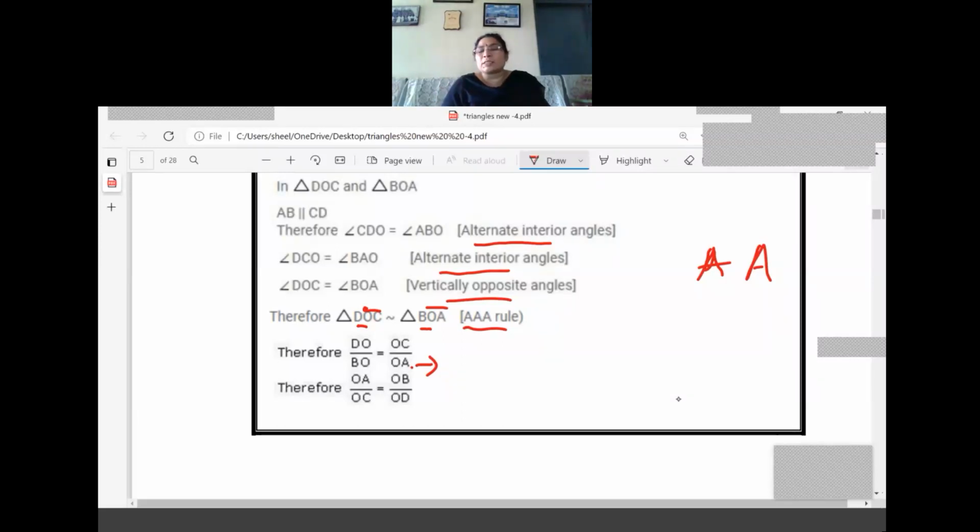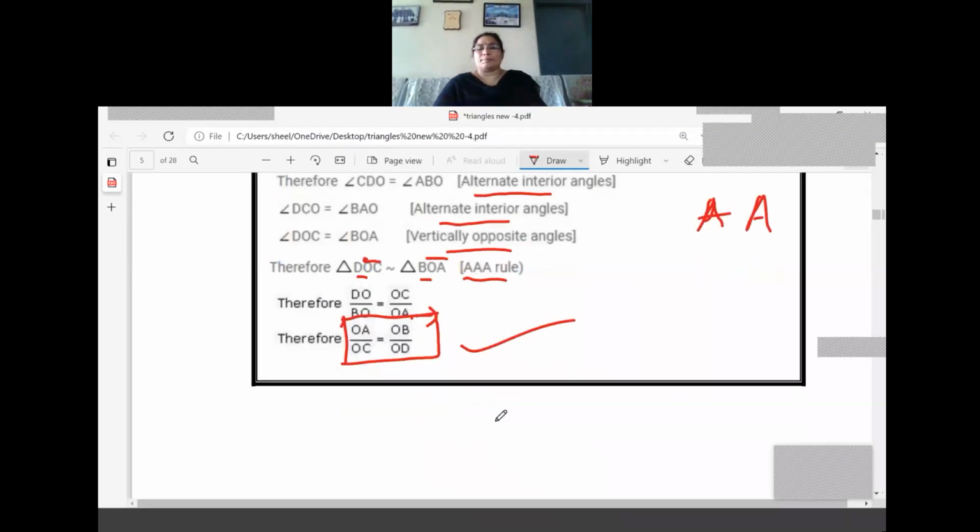Once we have proved the similarity criteria, what is the result of that one? We can write corresponding sides in the ratio. After that, the required format is a little bit different. So we have taken the reciprocal and we have written the answer. So we got the answer as OA by OC equal to OB by OD.